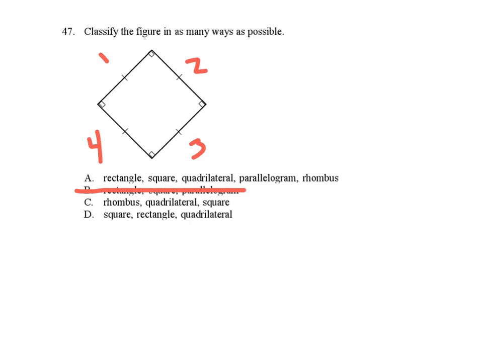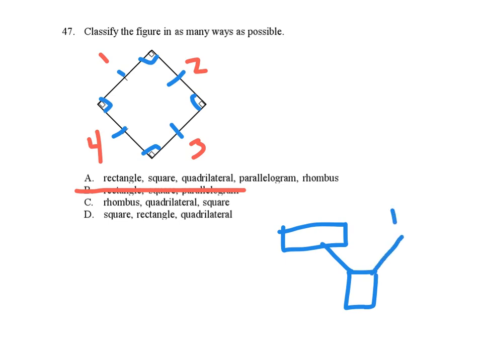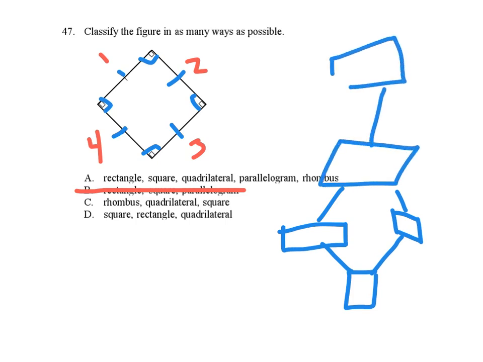The next thing I notice is that all 4 sides are congruent, and we have 4 right angles. That tells me that for sure it has to be a square. Now, if you look at your little quadrilateral tree and you travel back, you'll have a square, and then a square is also a rectangle. It's also a rhombus. It's also a parallelogram. And then it gets all the way back to just quadrilateral.